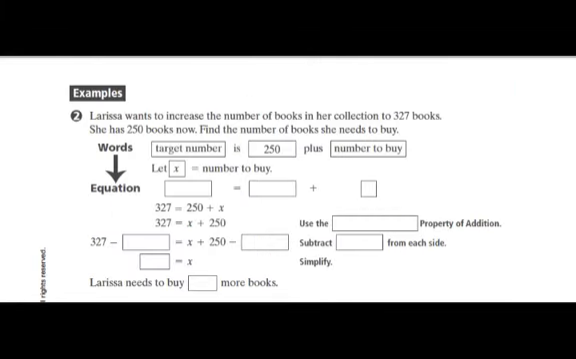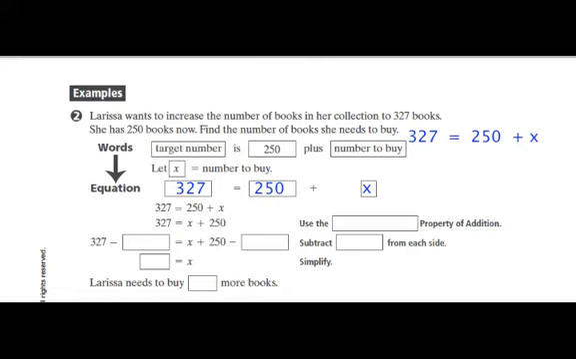Larissa wants to increase the number of books in her collection to 327 books. She has 250 books now. Find the number of books she needs to buy. You can think of this in word form. The target number is 250 plus the number to buy. Let X be the number to buy. So she's trying to get to 327, so that's what's going to go first. That's our target number. That is 250 plus X, because that's how many she wants to buy. So we have 327 equals 250 plus X.